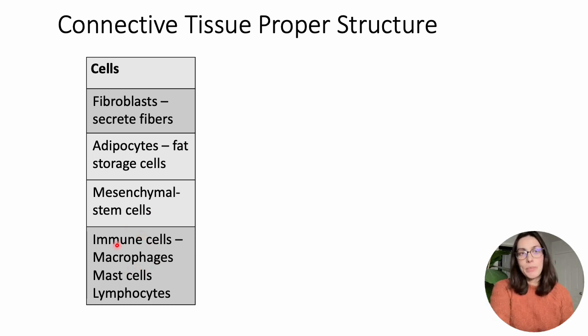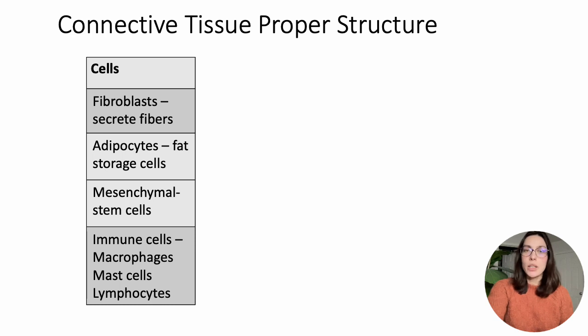And there are lots of different types of immune cells that live in connective tissue. And they can be macrophages, right? Macro means large, phage is to eat. Phagocytosis, right, is to eat into the cell. Mast cells or lymphocytes. Okay. More about those in future.